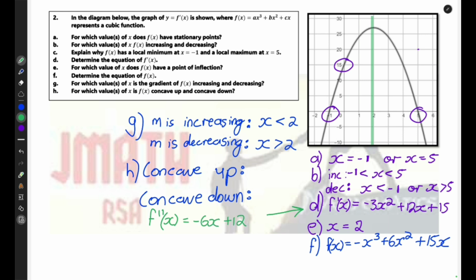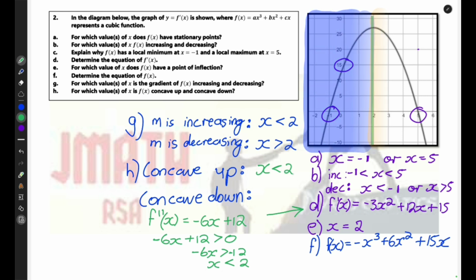Okay, so now I know it's concave up when the double derivative is positive. So I'm just going to do a little inequality, greater than 0. So minus 6x must be greater than minus 12, and therefore x must be smaller than 2. Remember, if I divide by a minus, I must flip the inequality, always. So therefore, it's concave up when x is smaller than 2, and then the inverse, x bigger than 2, would be where it's concave down.